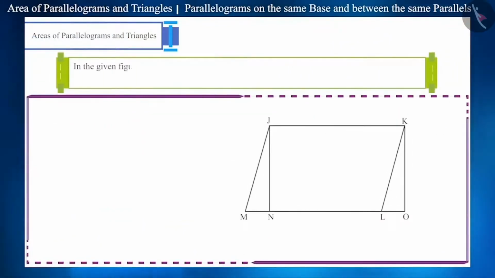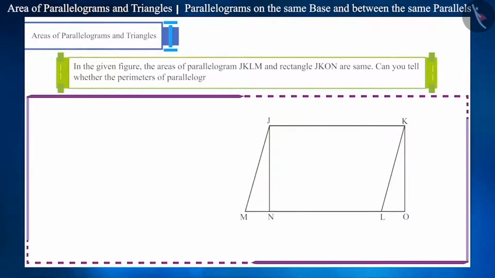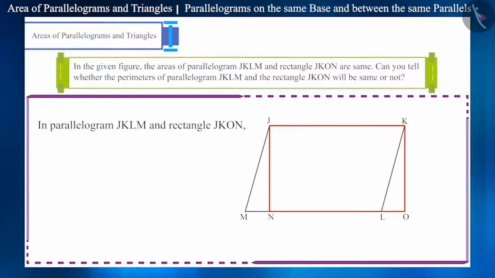In the given figure, the areas of parallelogram JKLM and rectangle JKON are same. Can you tell whether the perimeters of parallelogram JKLM and rectangle JKON will be same or not? In the given figure, parallelogram JKLM and rectangle JKON have a common side JK. We can say that their base is also same, which is side JK. We know that a rectangle is also a parallelogram.